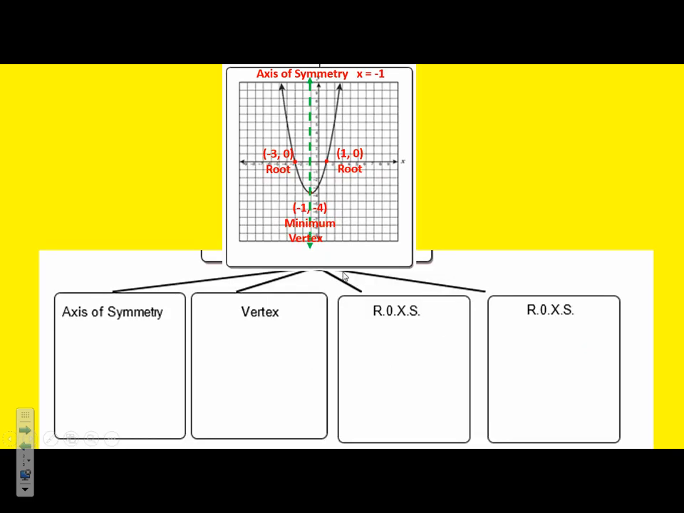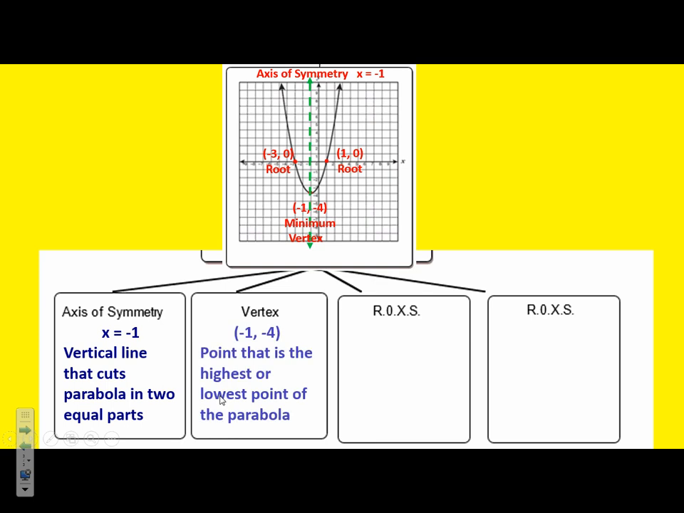Okay, so now it's time to take this information and put our vocabulary into a definition. Our axis of symmetry was the line x equals -1, and this is a vertical line that cuts the parabola into two equal parts. Remember, the vertex can either be a maximum or a minimum. So our definition: it's the point that is the highest or the lowest point of a parabola.